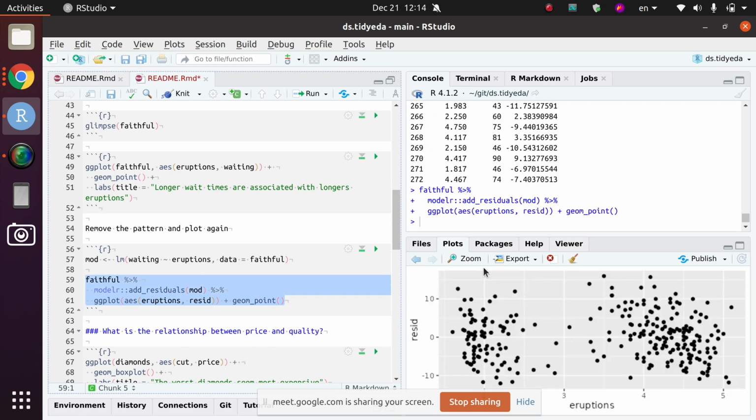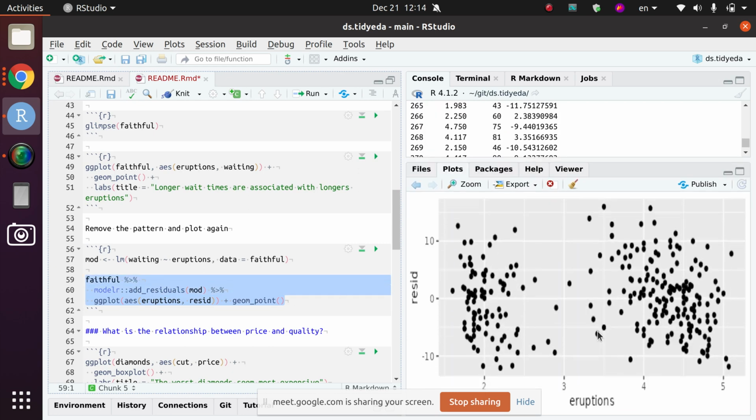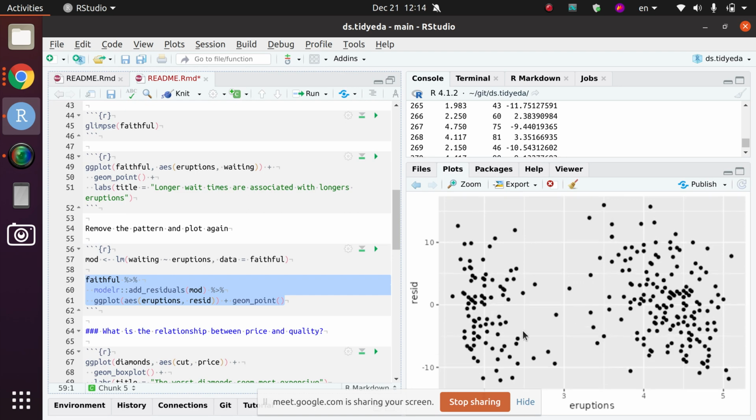So now what we can see is that we still see those 2 clusters that were a pattern that we decided not to analyze for now. The pattern that we did extract was that linear relationship of increasing eruption times with waiting times.